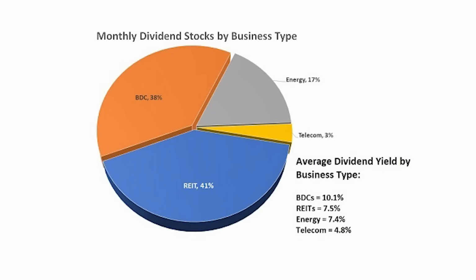Now, I am going to warn you though, these monthly payers tend to be in just a few different business types. We see here that about 40% of monthly payers are real estate investment trusts. Another 38% are business development companies, BDCs, and then some energy companies, usually master limited partnerships. We also see the average dividend yield in each of these groups: 7.4% on MLPs, 7.5% on REITs, and a whopping 10.1% average yield on those BDCs.